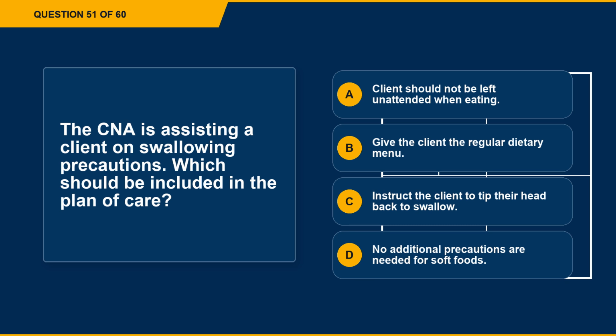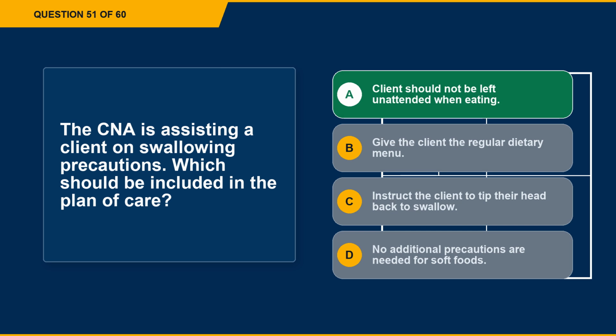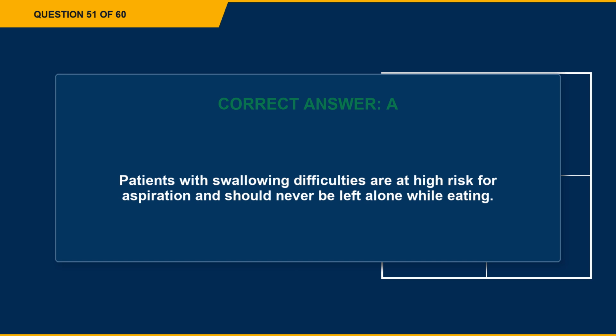Option A, client should not be left unattended when eating. Option B, give the client the regular dietary menu. Option C, instruct the client to tip their head back to swallow. Option D, no additional precautions are needed for soft foods. The correct answer is option A, client should not be left unattended when eating. Explanation: patients with swallowing difficulties are at high risk for aspiration and should never be left alone while eating.